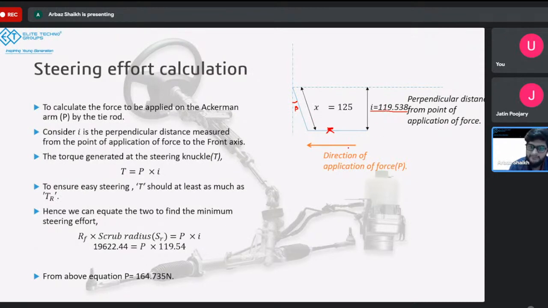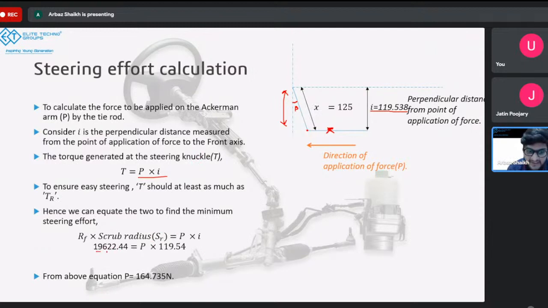If I'm applying a force on the Ackerman arm, the tie rod is going to apply force in this direction. If I calculate from the point of application of force and the perpendicular distance, I can get the torque which is applying over here. And this torque should be equal to my resisting torque. To calculate the force on the Ackerman arm by the tie rod, we'll consider distance I. P will be this force which is applied in this direction from the tie rod. If I multiply P with I, I'll get the applied torque. My applied torque should be equal to my resisting torque. That should be at least as much as the resisting torque.